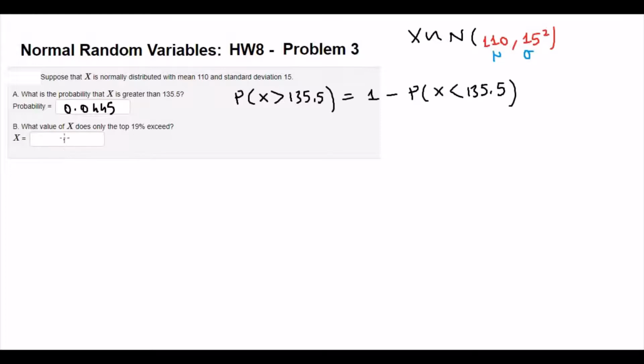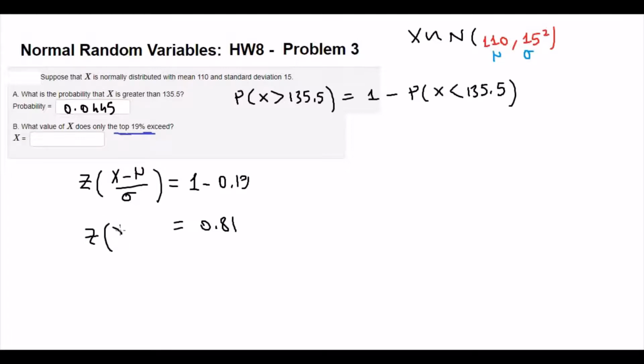Part B is asking what value of x does only the top 19% exceed. So that means z, which is x minus mu over sigma, is equal to 1 minus 19%, because top 19% means 1 minus 0.19. We have to be careful here about the vocabulary. If we compute this, 1 minus 0.19 is equal to 0.81, and here we have z, which is x minus mu over sigma, equal to that value.